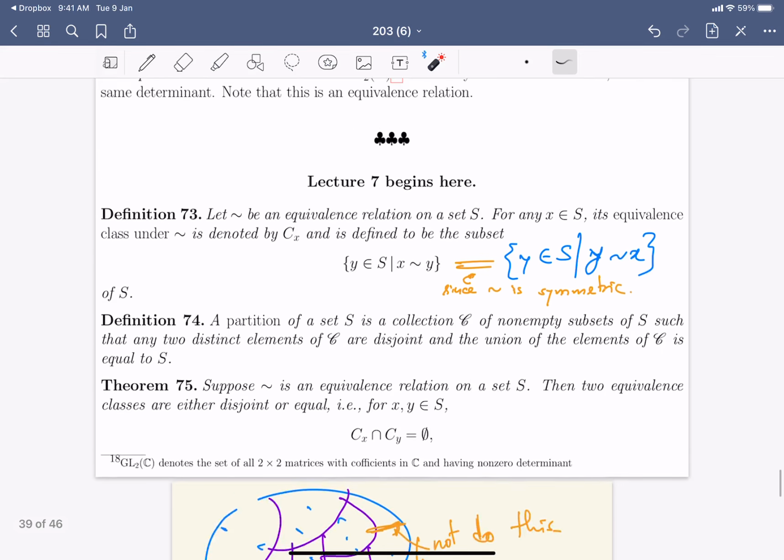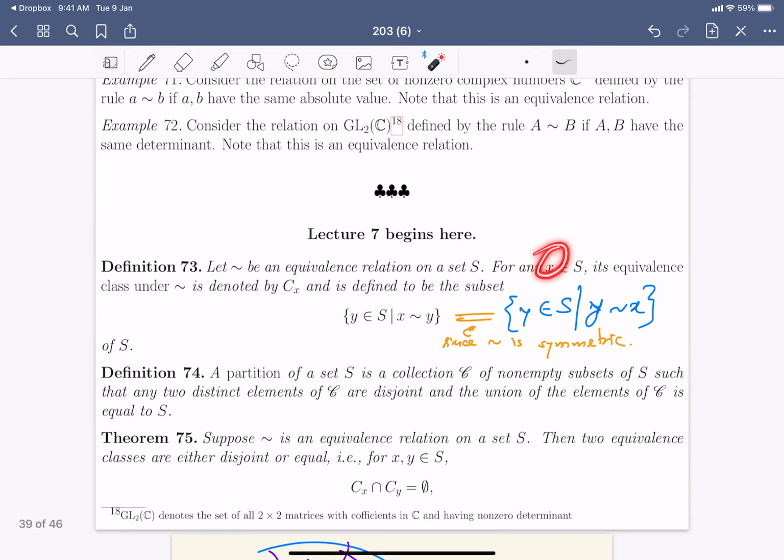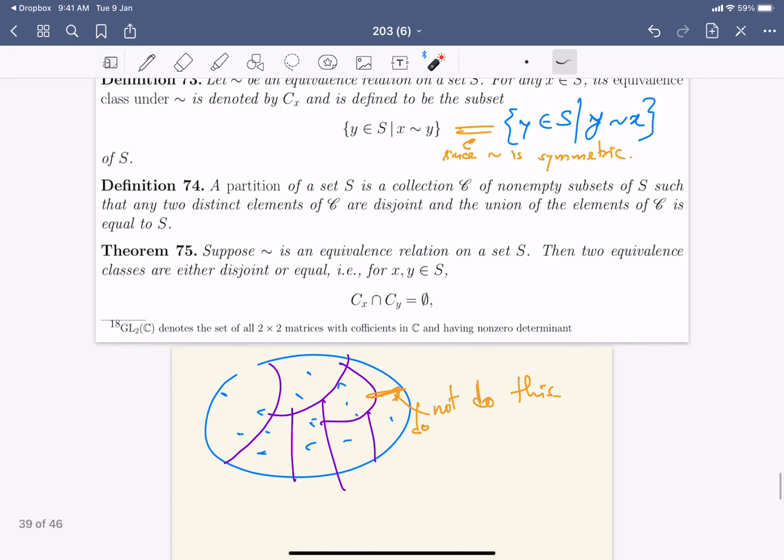For each element x inside S you have a subset Cx. A subset of what? You have a subset Cx of this ambient set S.